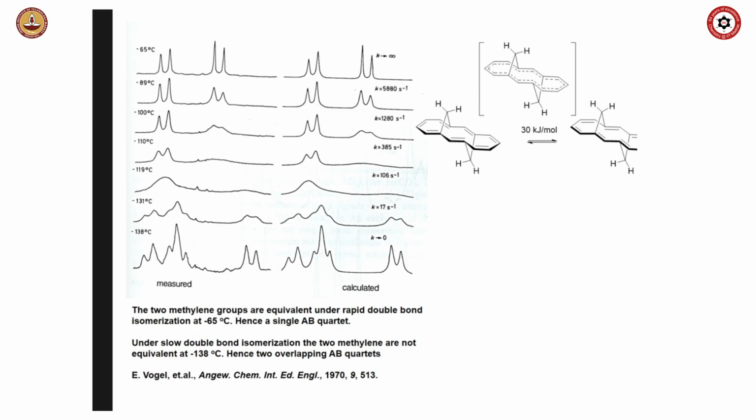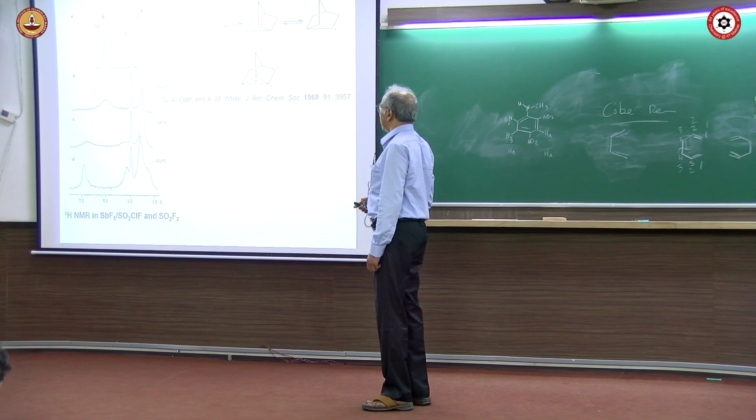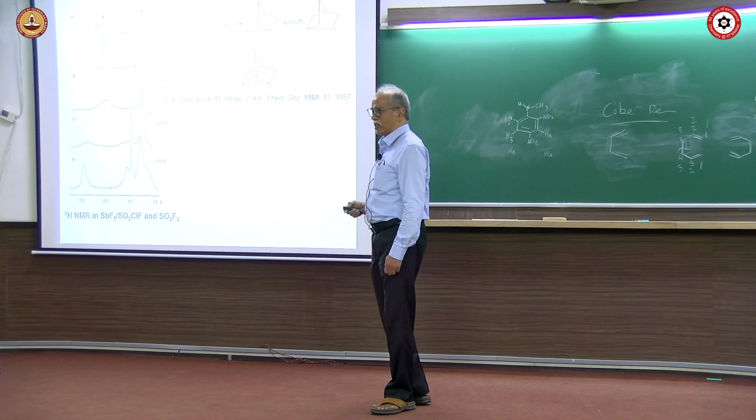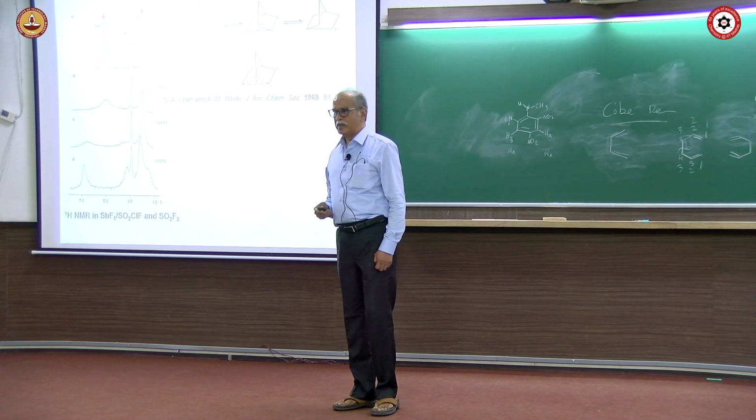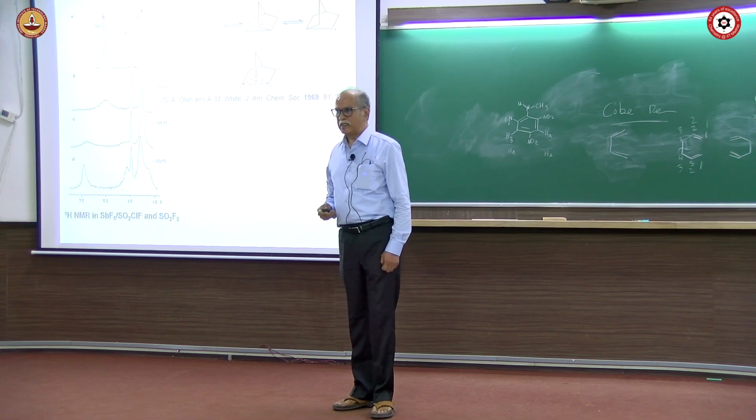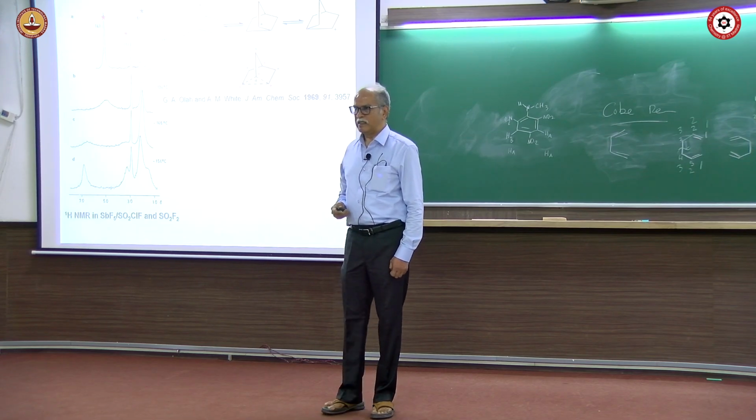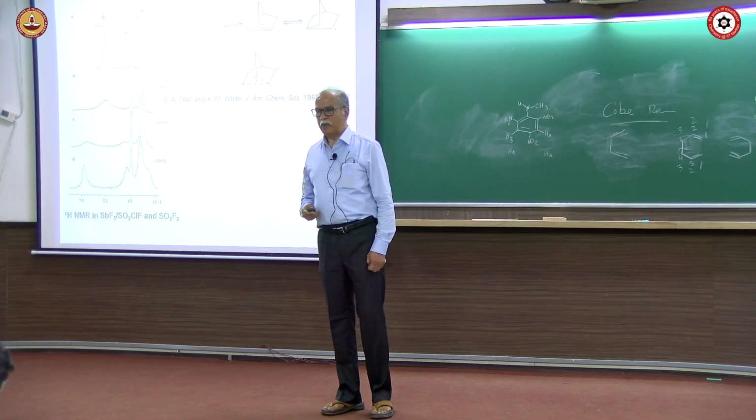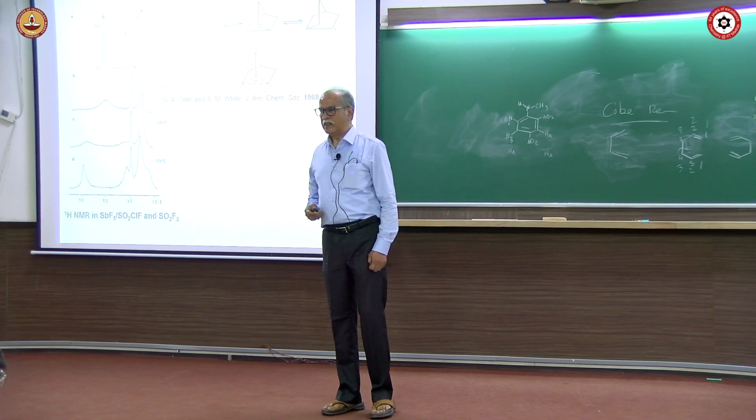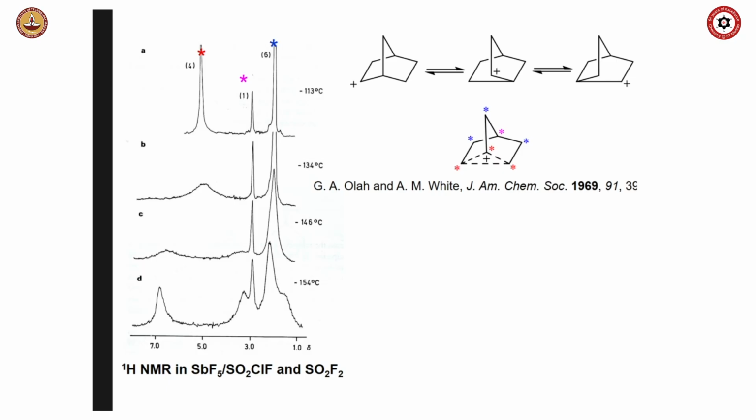How many of you heard about George Olah? No? He is a Nobel Prize winner in chemistry several years back. He proposed this kind of a structure for norbornene cation. Norbornene cation is this. This is norbornene cation.